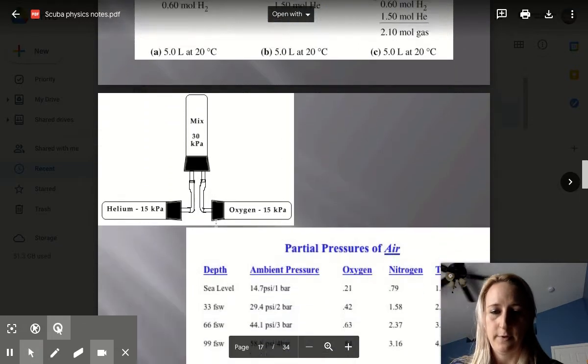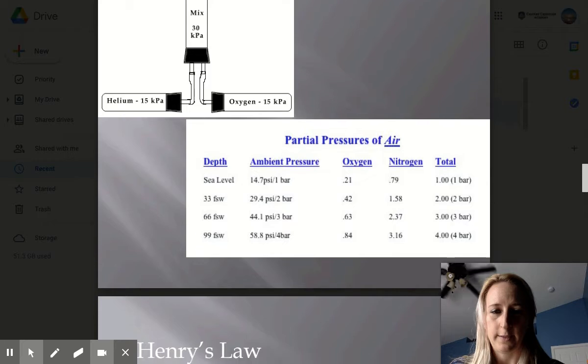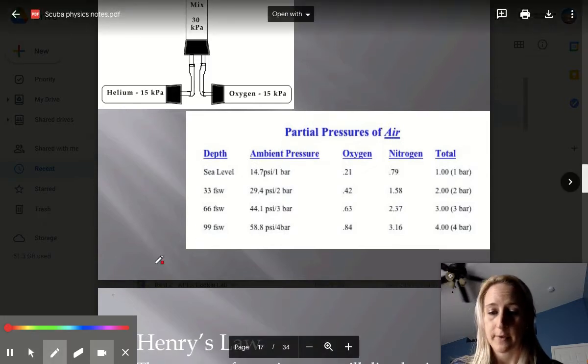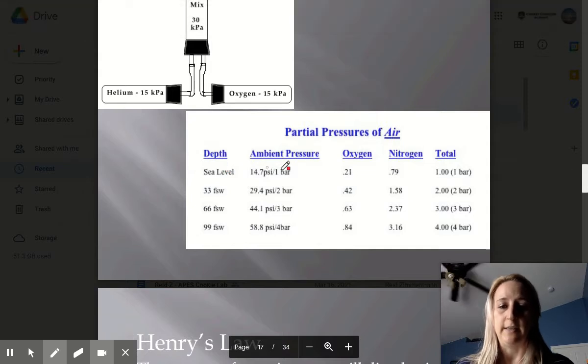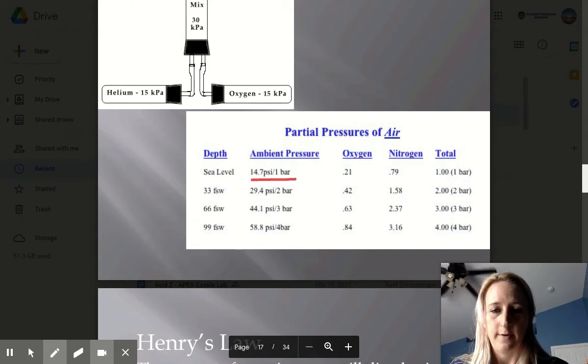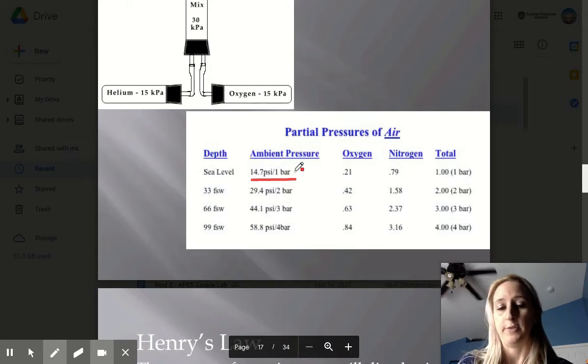Another example, let's talk about partial pressures of air in a scuba tank. If you're at sea level, we now know that 14.7 psi is equal to 1 atmosphere. Another measurement of pressure we use is 1 bar. 1 atmosphere is equal to 1 bar, or 14.7 psi of pressure. And every 33 feet of seawater you go down, you add an extra 14.7 psi, 1 atmosphere, or 1 bar.